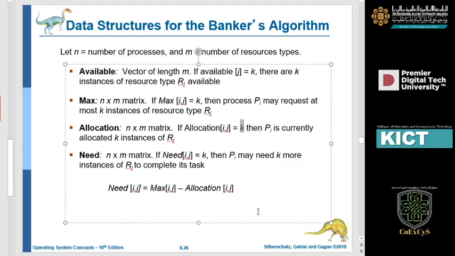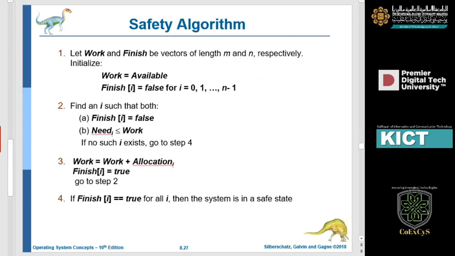Now, the banker's algorithm consists of a safety algorithm and a resource request algorithm. We'll go through this and see how it works later, in the next slides. The safety algorithm works on two notations: Work equals what's available, and Finish, which records whether a process is finished or not.